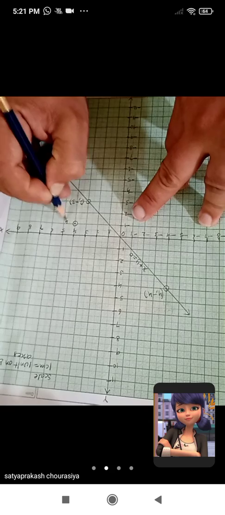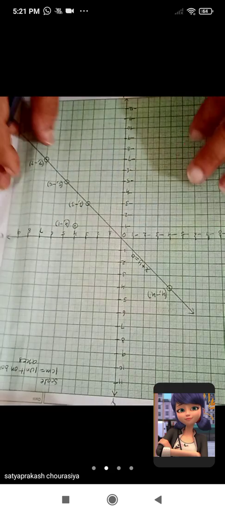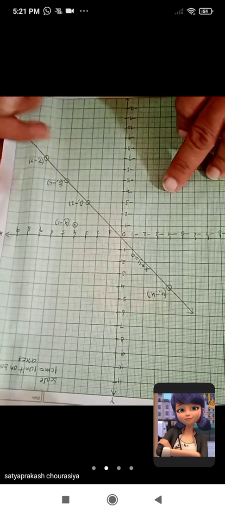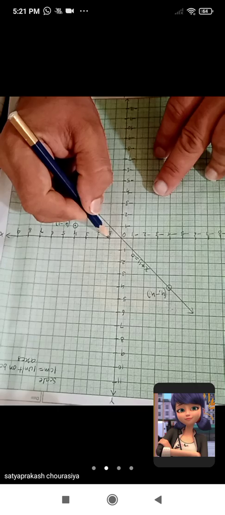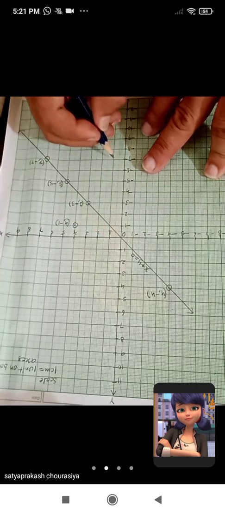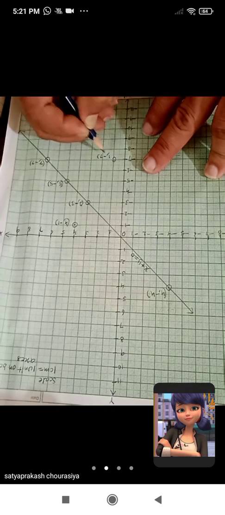Now write down the points: 4 comma minus 1. Next point is 1 comma minus 7. Here 1 is positive and the y coordinate is negative, it is minus 7, so this will come here, 1 comma minus 7.